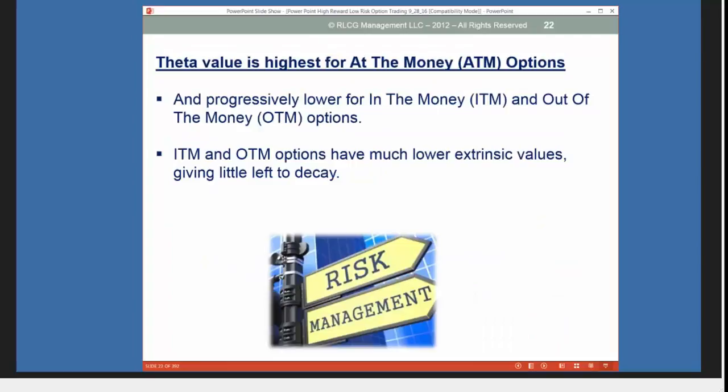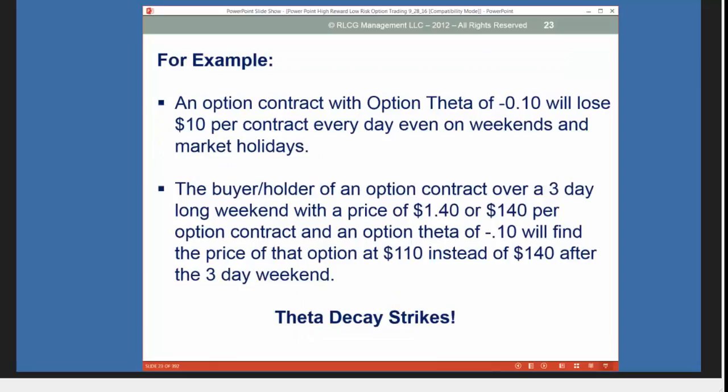Now theta value is also going to be highest always at the money, and it gets progressively lower for the in-the-money options or when you go out of the money. So the in-the-money and out-of-the-money options are going to have a much lower extrinsic value, giving little time left for that decay. So here's an example.